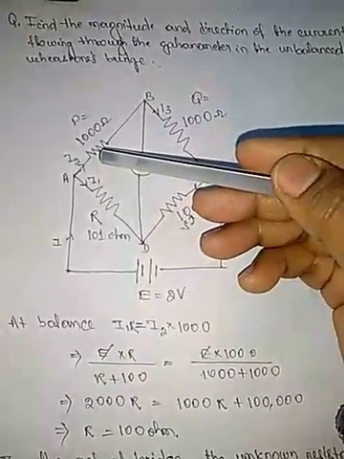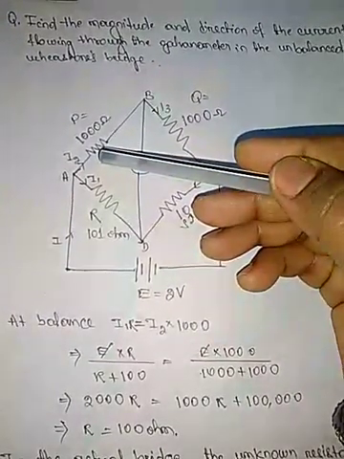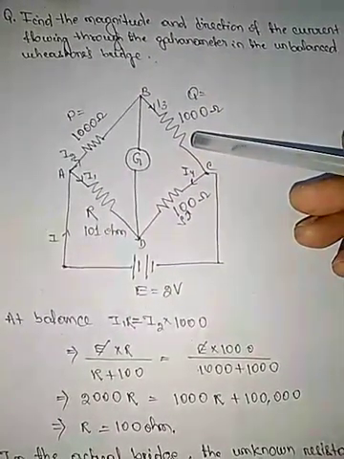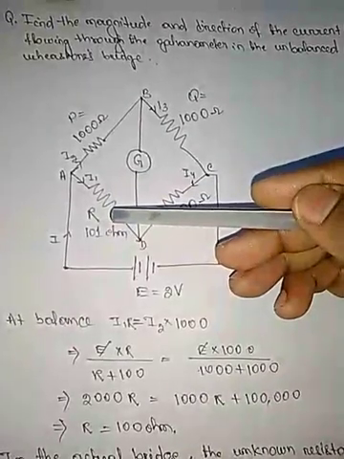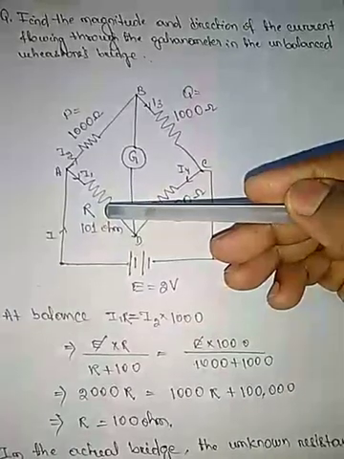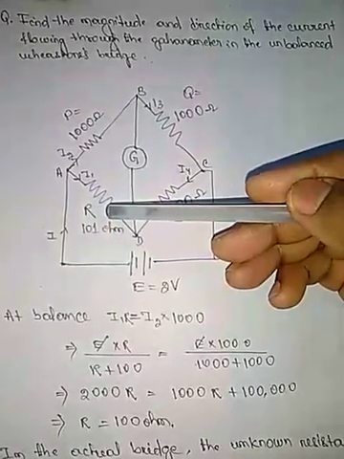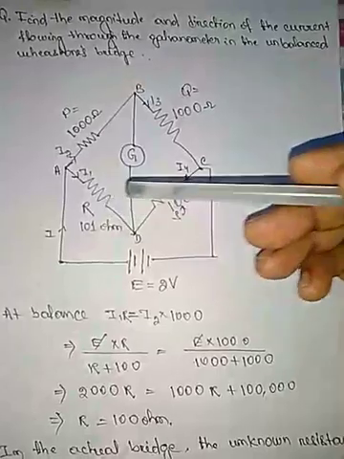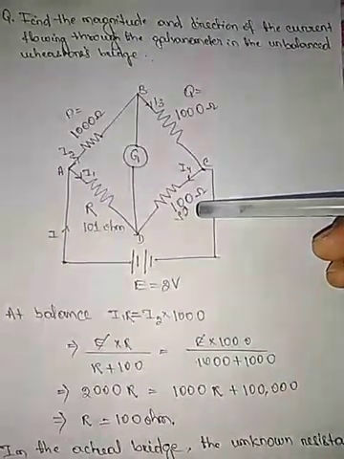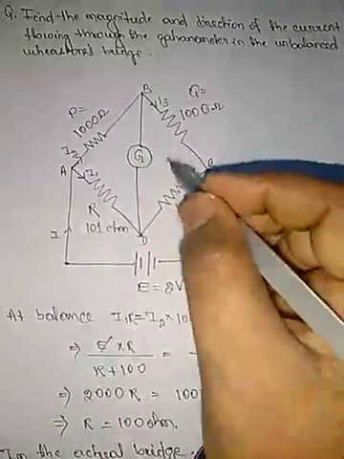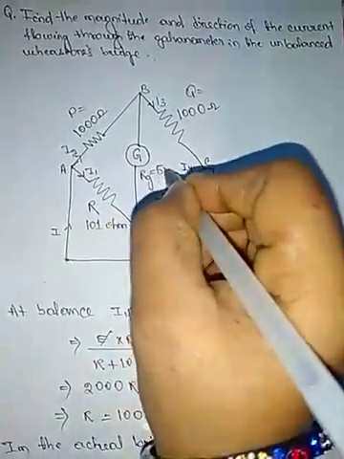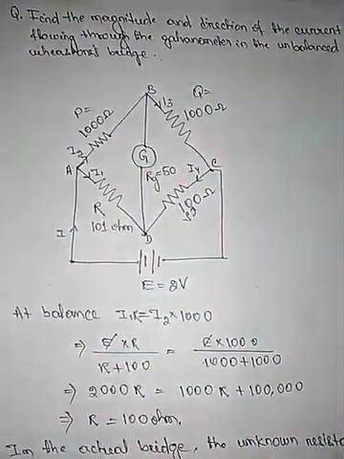This resistance is the arm resistance P. This is the arm resistance Q. This one is the unknown resistance R, for whose value the system is unbalanced, that is, the Wheatstone bridge is unbalanced. This one is the standard resistance. In the question, the resistance of the galvanometer is given as 50 ohm.